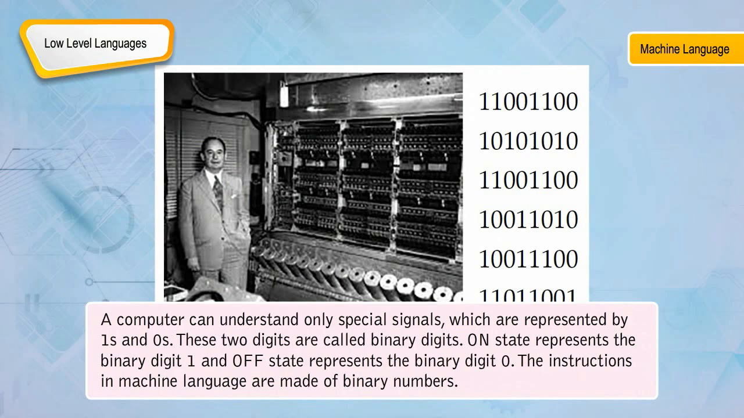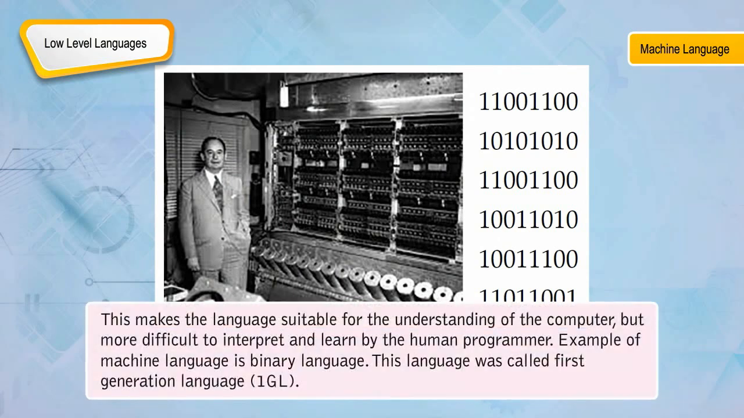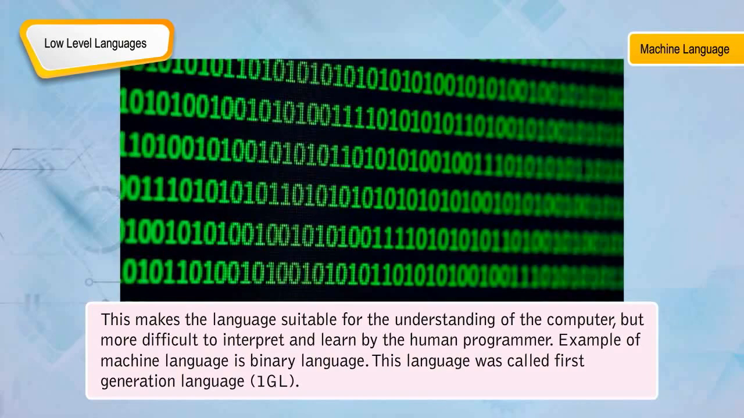The instructions in machine language are made of binary numbers. This makes the language suitable for the understanding of the computer, but more difficult to interpret and learn by the human programmer. Example of machine language is binary language. This language was called first generation language, 1GL.